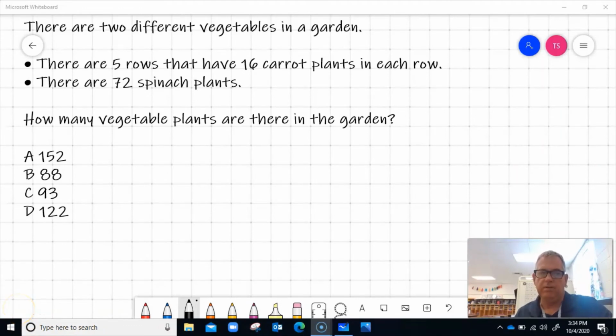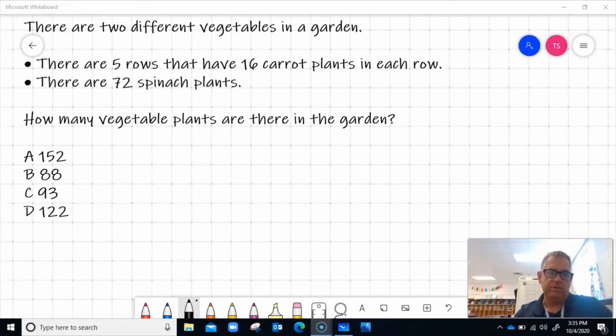Okay, our next problem we're going to look at is there are 2 different vegetables in a garden. The first bullet says there are 5 rows that have 16 carrot plants in each row, and there are 72 spinach plants. How many vegetable plants are in the garden? So I'm going to go and look at my important information.